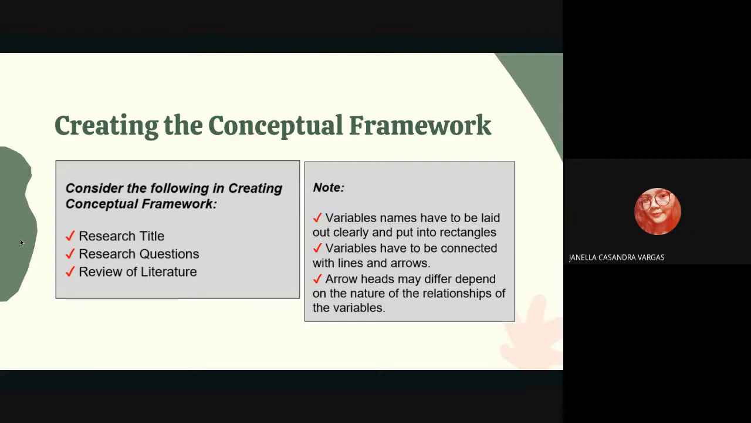And in creating a conceptual framework, we are not advised to use shapes based on what we just want. There are proper guidelines and shapes that we must use. Like for the variable names, we have to put them into rectangles or boxes, and the variables have to be connected with lines and arrows. But the arrowheads may differ depending on the nature of the relationship of the variables. Next slide.